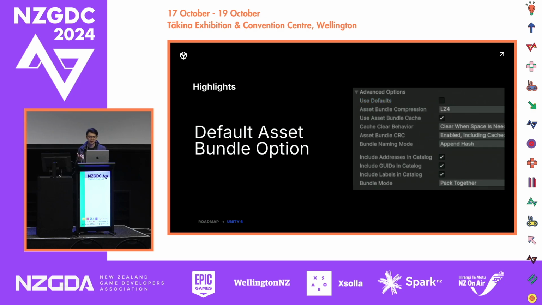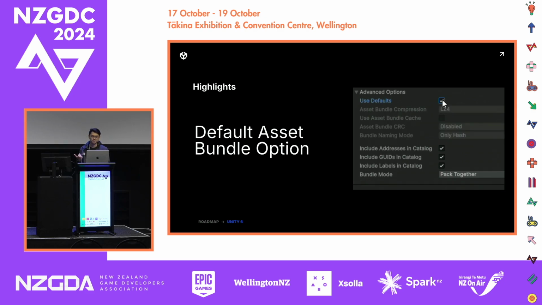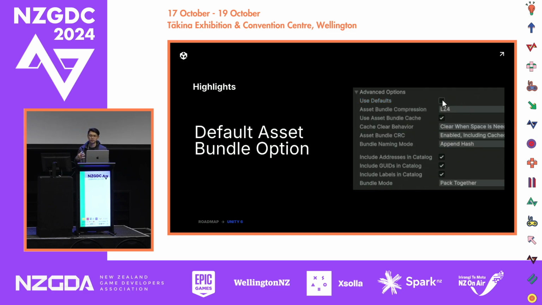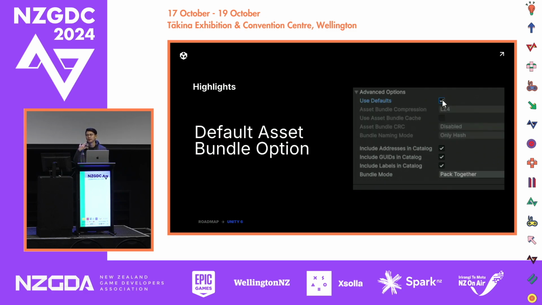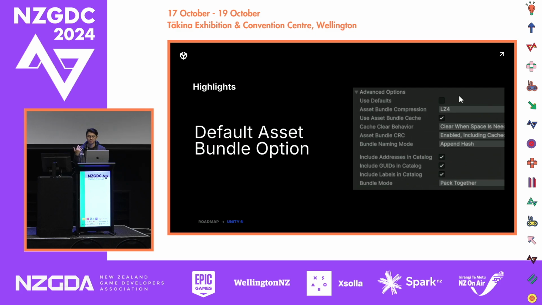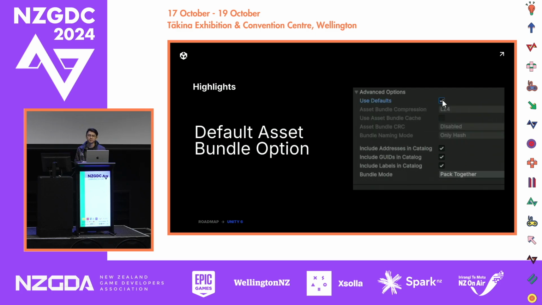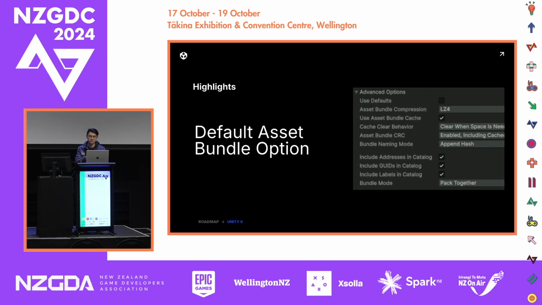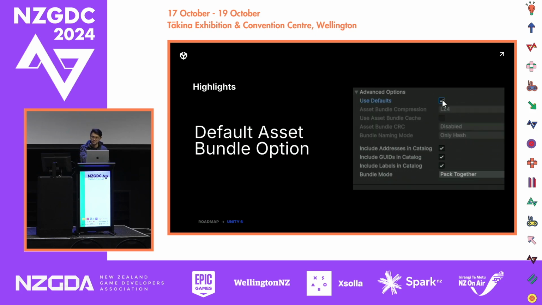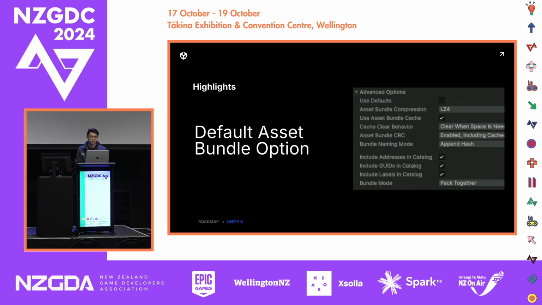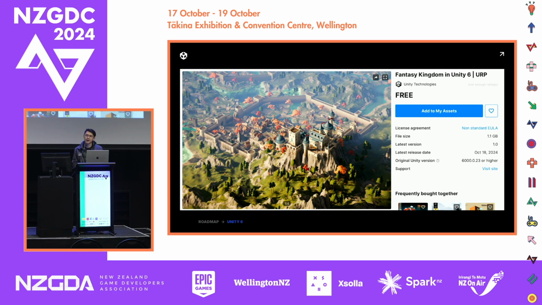So some simple things, such as having a use defaults button for asset bundles. This is just so that your settings are more catered to if your asset bundles are meant to be loaded locally. If you're loading asset bundles from a remote repository, for example, then these settings would be different. But otherwise, if you're just developing locally and just loading asset bundles from your build, then you just want to check use defaults.